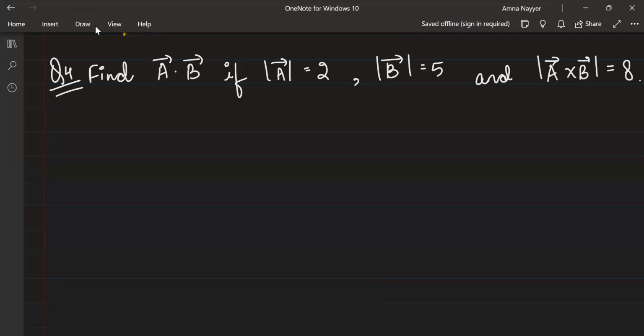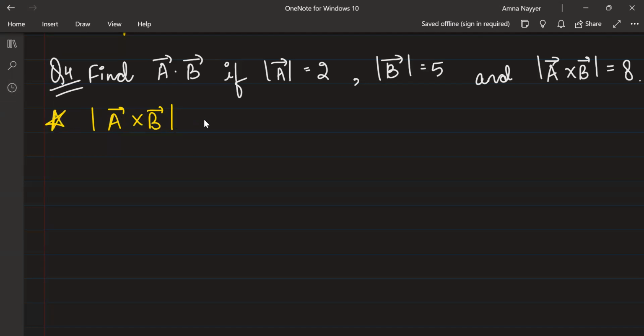Look here, class. This says if you have to find out A dot B if magnitude of A is 2, B is 5, and A cross B is 8. See, if you are writing A cross B's magnitude and you're adding dot product and cross product, remember, this is very important. We have not done this before.